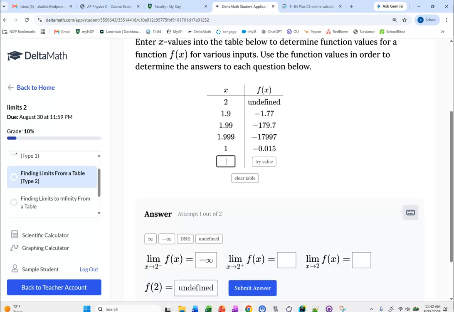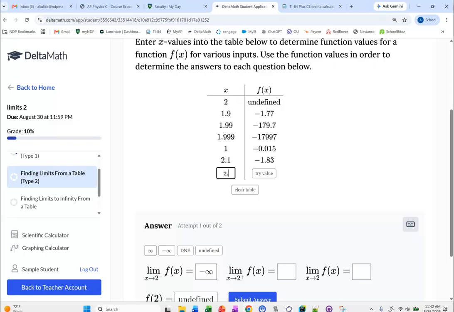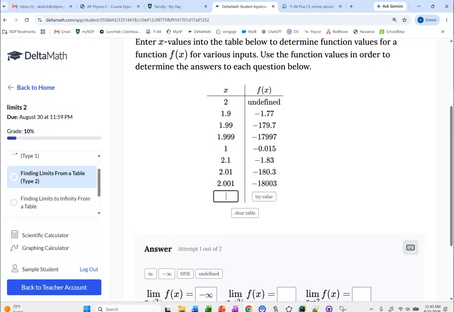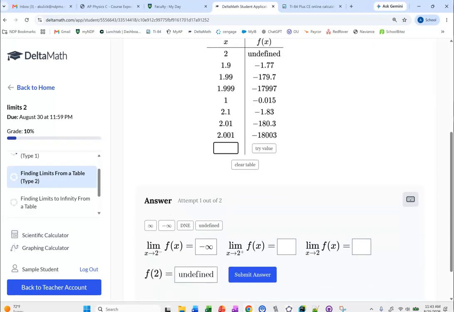Thank you. So let's do the right hand. So we'll do 2.1, 2.01, 2.001. I agree, right? We see that, again, that's starting to bomb off towards negative infinity without bound. It's like decreasing without bound.